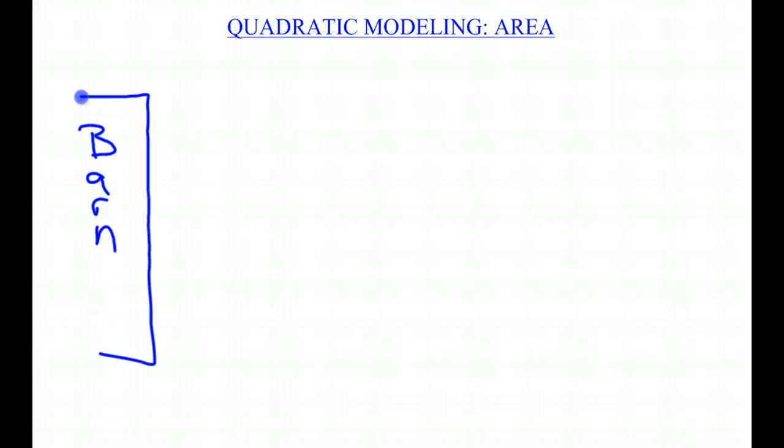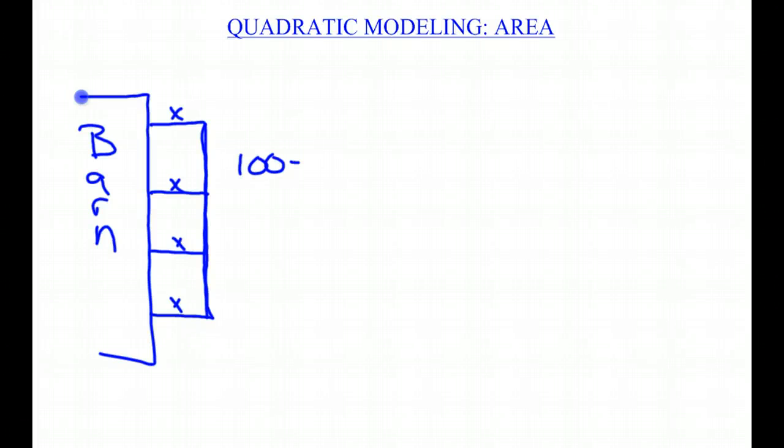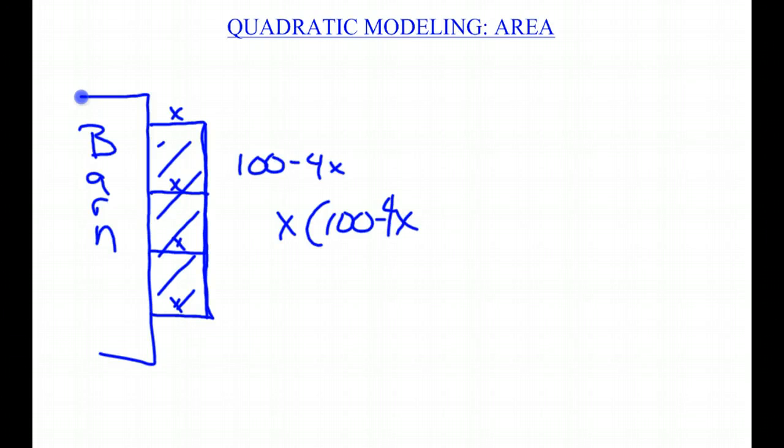What we did earlier was create a single pen. But what if we wanted to create 3 pens, all rectangular, built off the side of the barn? And so now I have 3 pens. It's really the same problem, just be careful. X, X, X, X. So what's the length now? It's not 100 minus X, but it would be 100 minus 4X. And the area we're trying to maximize would be given by the expression X times (100 minus 4X).